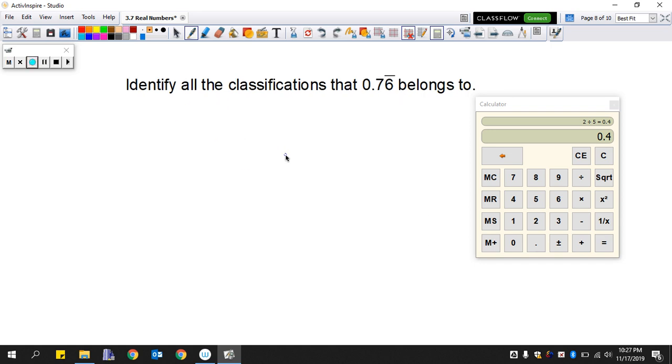Okay, identify all the places that 0.76 repeating belongs to. Well, remember, if it repeats, that's what this little line above here means. That 6 repeats. That means that it's rational. Okay, so once again, it's a real number and it's a rational number. And that would be all because it's not a whole number.